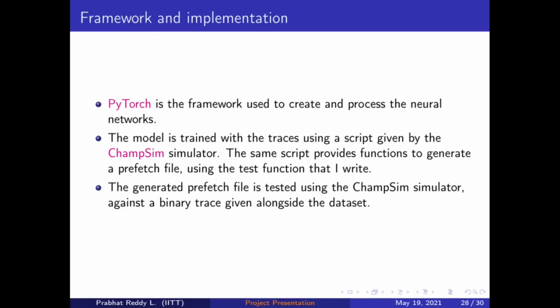Throughout the project, I've used the PyTorch framework to develop the neural networks, and I have used the ChampSim simulator to feed the trace files into the model and to train them and generate prefetch files.